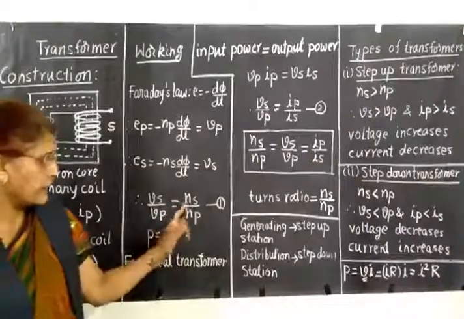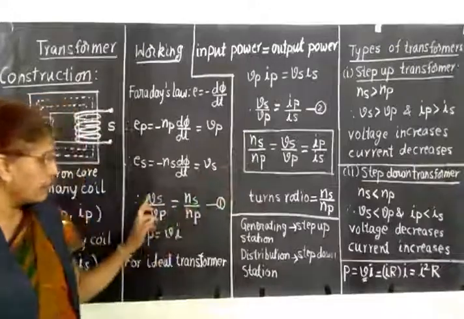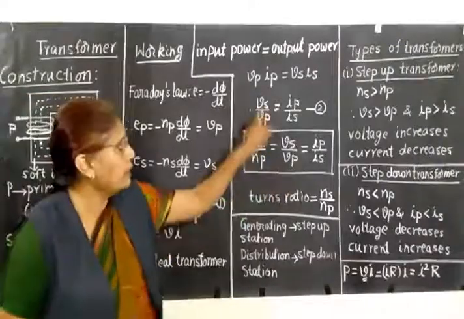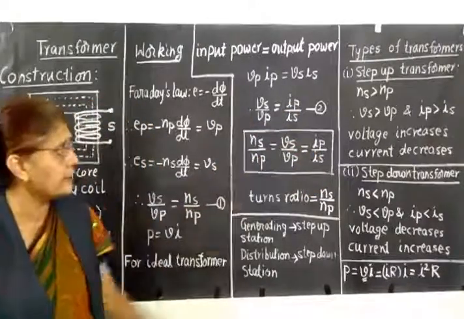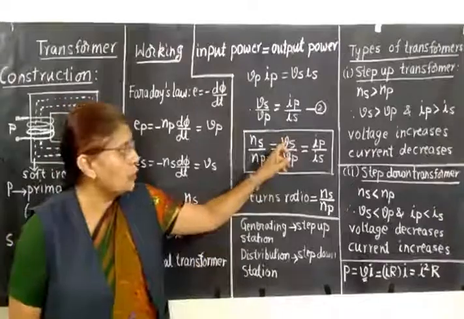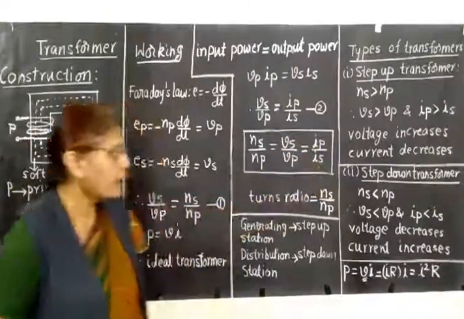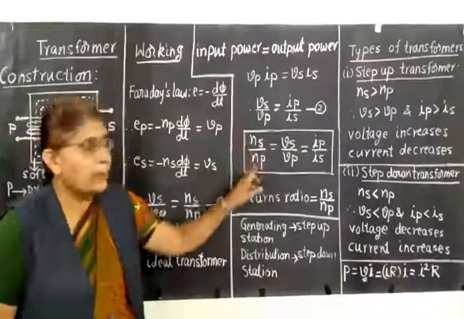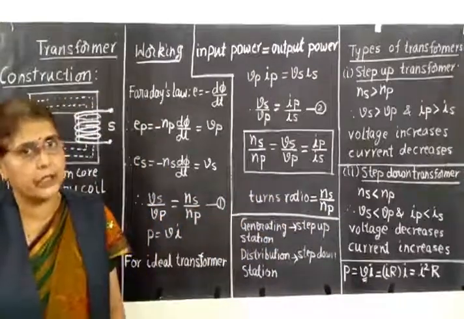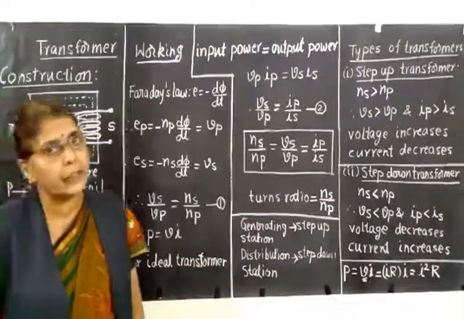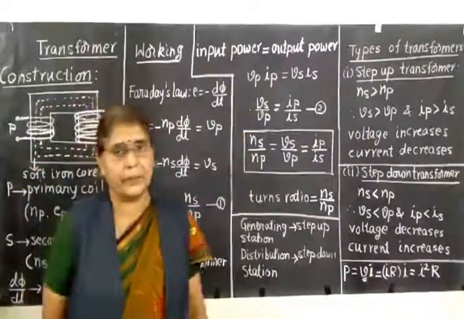So we shall write like this. First is Ns upon Np. Ns upon Np is equal to Vs upon Vp, and Vs upon Vp is same as Ip upon Is. So you got the final equation like this: Ns by Np equals Vs upon Vp equals Ip upon Is. And this ratio of the number of turns, Ns upon Np, is called the turns ratio. It is also called the transformation ratio. So this is all about the working of a transformer.